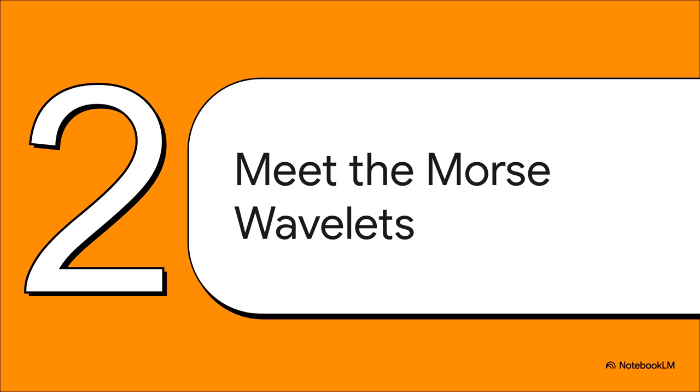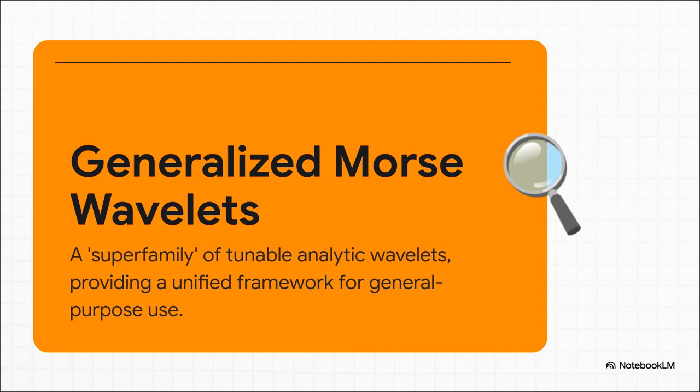But what if you didn't have to choose from this massive library of fixed lenses? What if you had one, single, perfectly adjustable super lens that you could tune for any signal you could imagine? Well, that is the elegant solution offered by the Generalized Morse Wavelets. Generalized Morse Wavelets, or GMWs, they're not just another wavelet, they're an entire family, all unified into one elegant equation. So instead of swapping out a whole new wavelet, you just tune two simple parameters. This makes them, as the research shows, the perfect starting point for almost any kind of analysis.